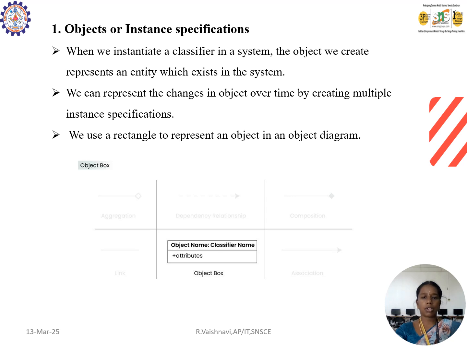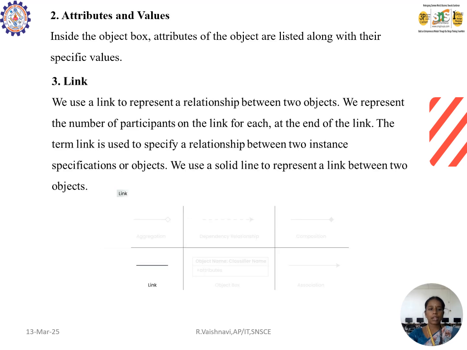First one, object or the instance specification. When we initialize a classifier in a system, the object we create represents an entity which exists in the system. We can represent the changes in the object over time by creating multiple instance specifications. Here we have the object name. Inside that we have classifier names and their attributes. Second one will be attributes and values. Inside the object boxes, the attributes of the object are listed along with their specific values.